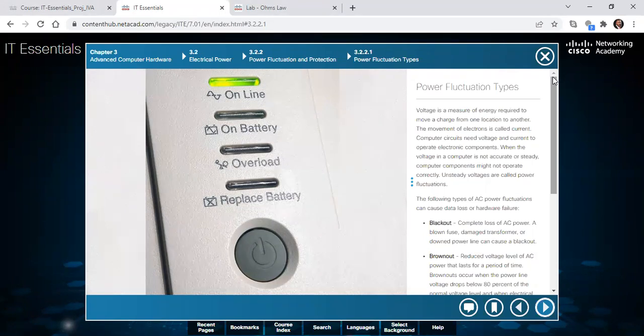When the voltage in a computer is not accurate or steady, computer components might not operate correctly. So this is very important. That's why most of the UPS you have, what is UPS? UPS is uninterruptible power supply. They don't play with it. If your current is not okay, the UPS will not function, because the work they do there is to make sure current is stable.